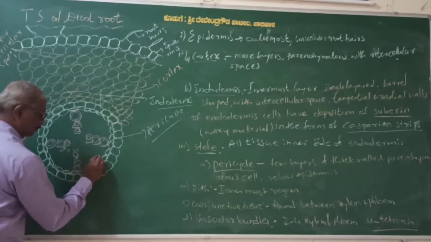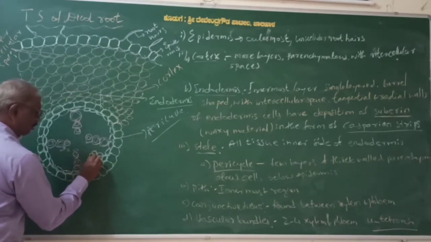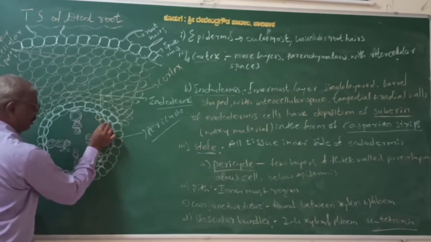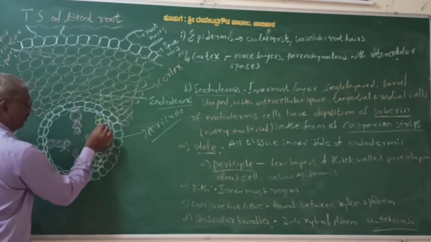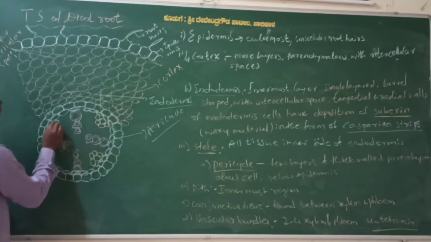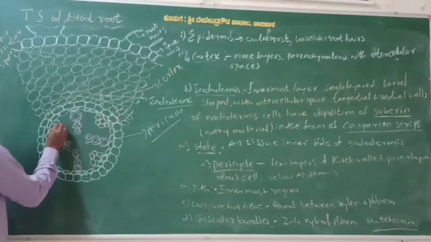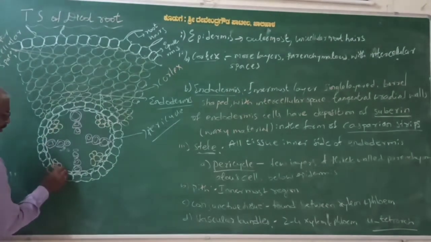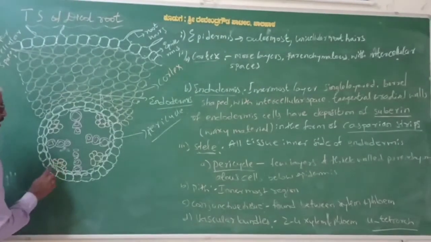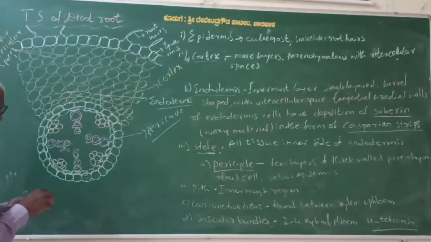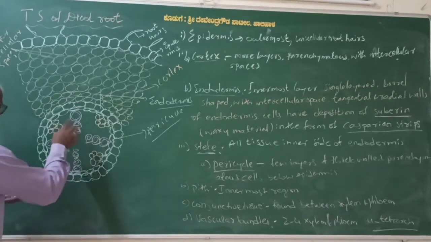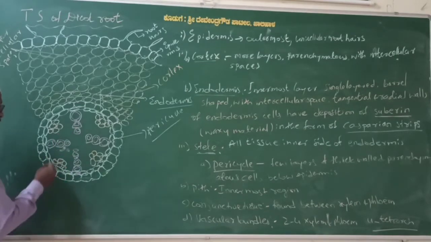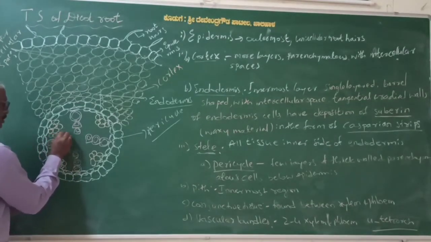Here is the presence of xylem and phloem. So this kind of arrangement is called a radial arrangement, and the remaining portion is covered by the parenchyma cells.